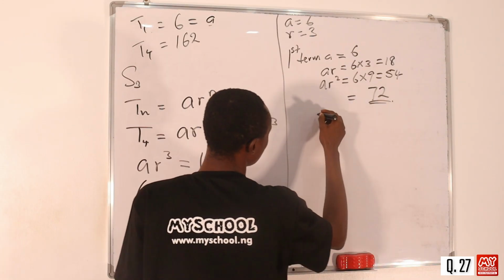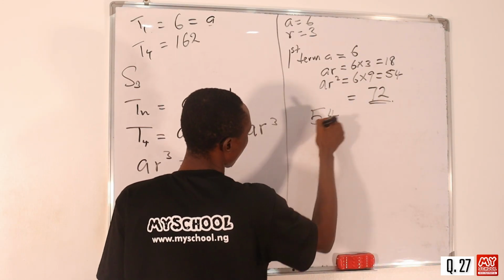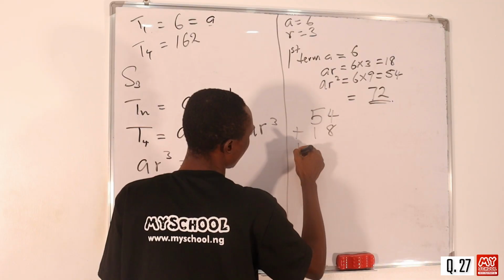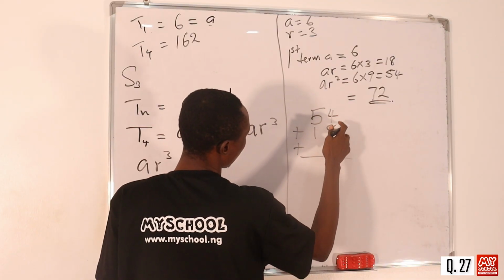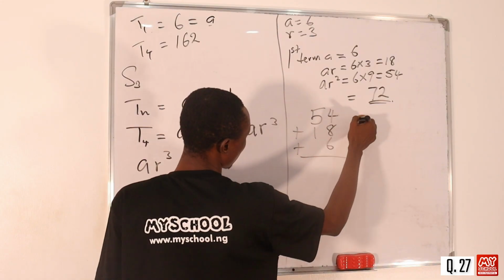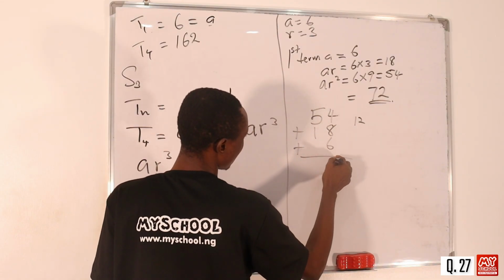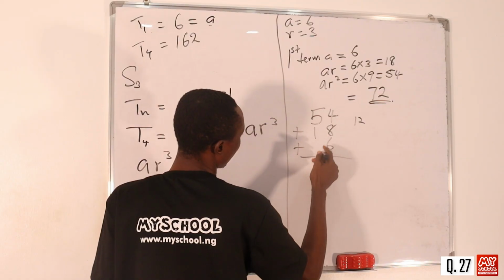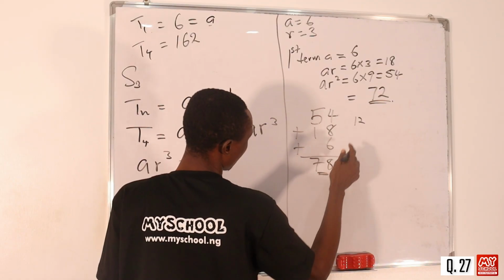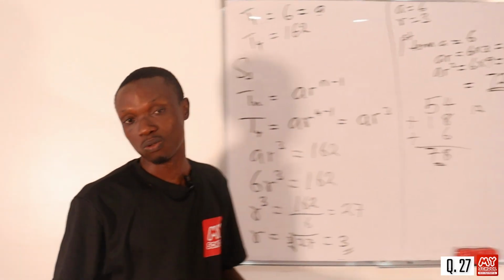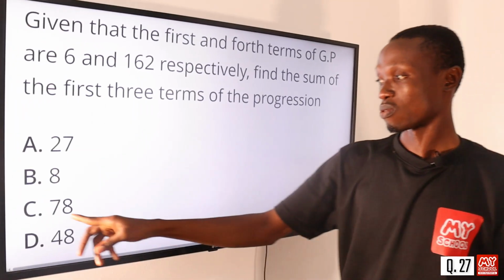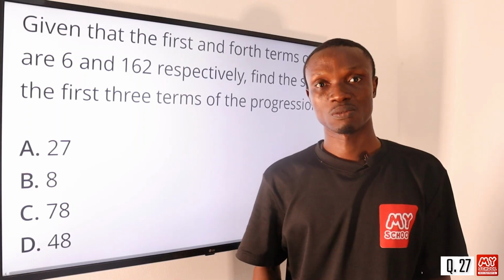So let's add it together: 54 plus 18, then plus 6. If we add these two together, that will be equals to 72, then 72 plus 6 will give us 78. So let's return back to the screen to pick the correct answer to this question, and that is option C, 78.